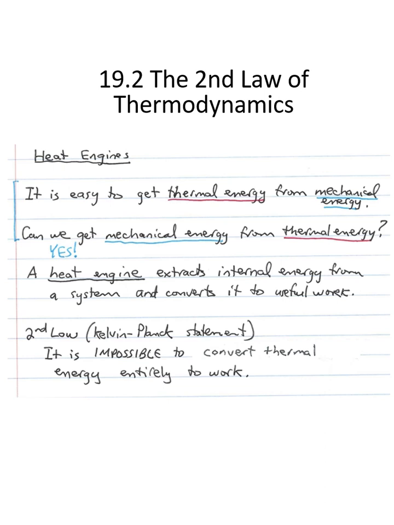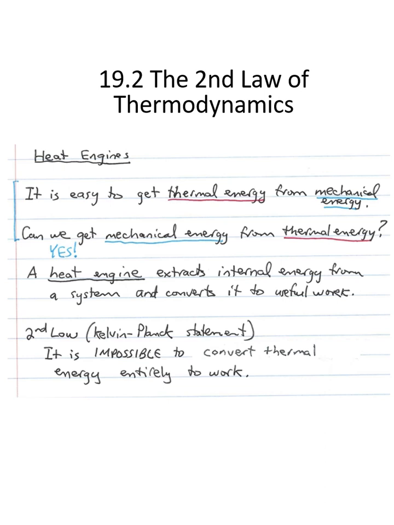So here is one statement. It's called the Kelvin-Planck statement of the second law of thermodynamics. It is impossible to convert thermal energy entirely to work. And the key word is entirely to work. I'll read you the book. The textbook gives it a bit lengthier.